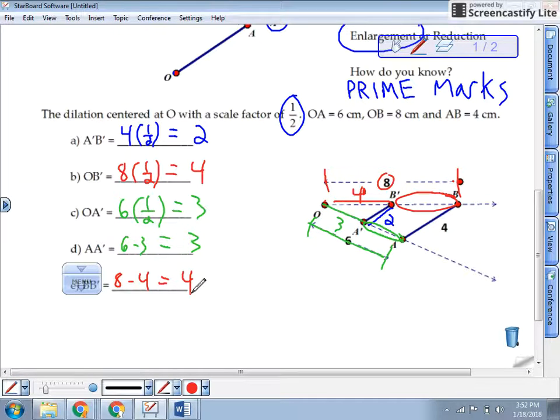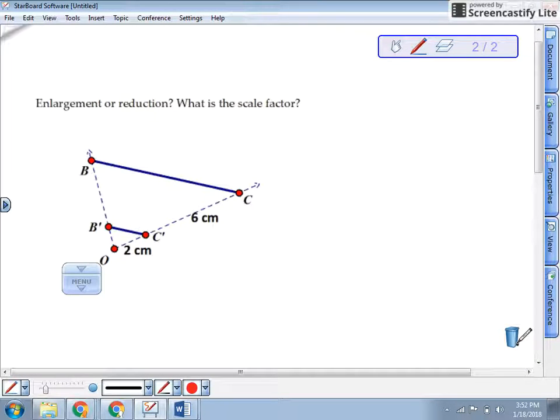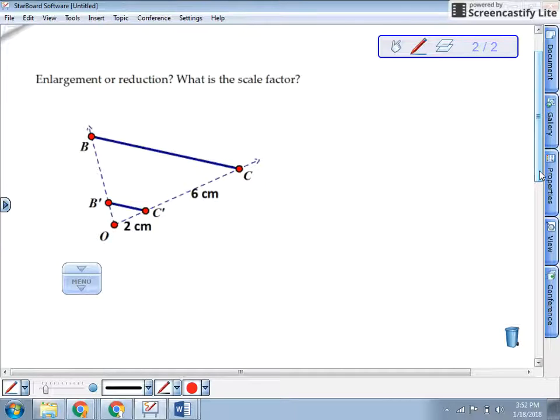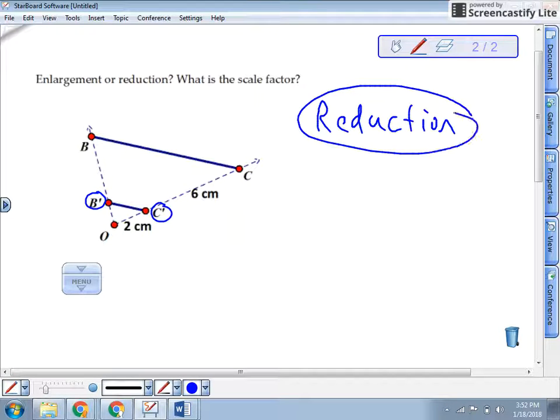Let's take a look at a couple more examples. Now, enlargement or reduction, what is the scale factor? Okay, so first thing, let's answer enlargement or reduction. All right, by tick marks. Here's our tick marks right here and here. So it's obviously it got smaller. So this first one is a reduction. Now we've got to find the scale factor. Remember, to find the scale factor, you always set up new over old.